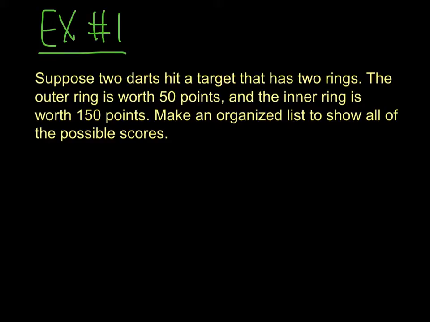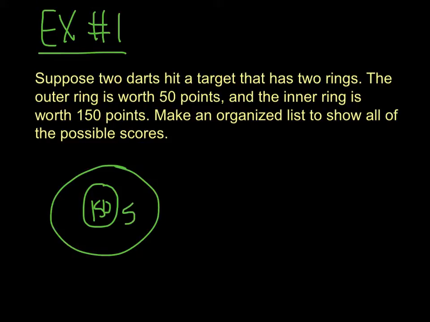Example 1. Suppose 2 darts hit a target that has 2 rings. The outer ring is worth 50 points, and the inner ring is worth 150 points. Make an organized list to show all the possible scores. So basically it looks something like this. It has an inner ring, which is 150, and an outer ring, which is 50.